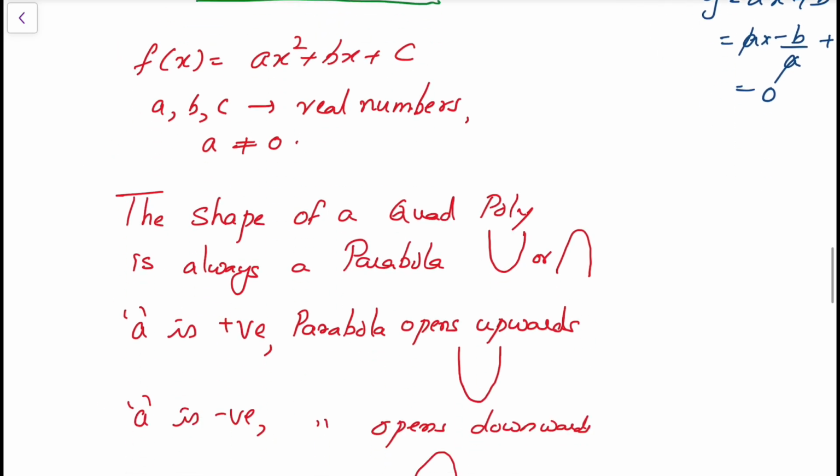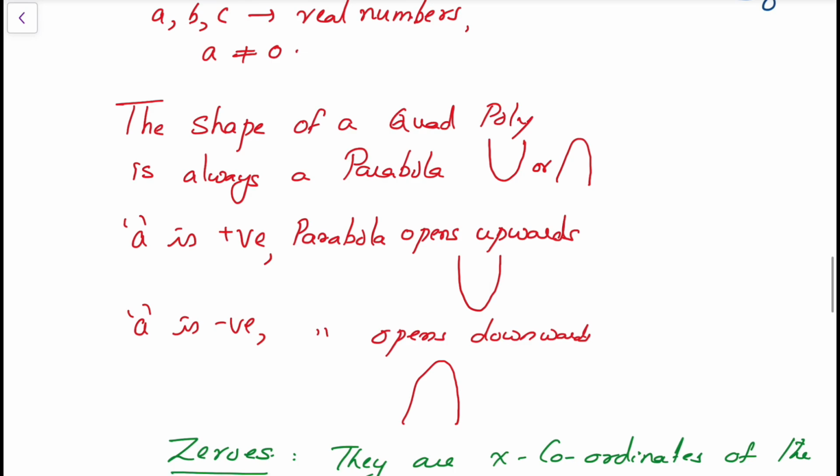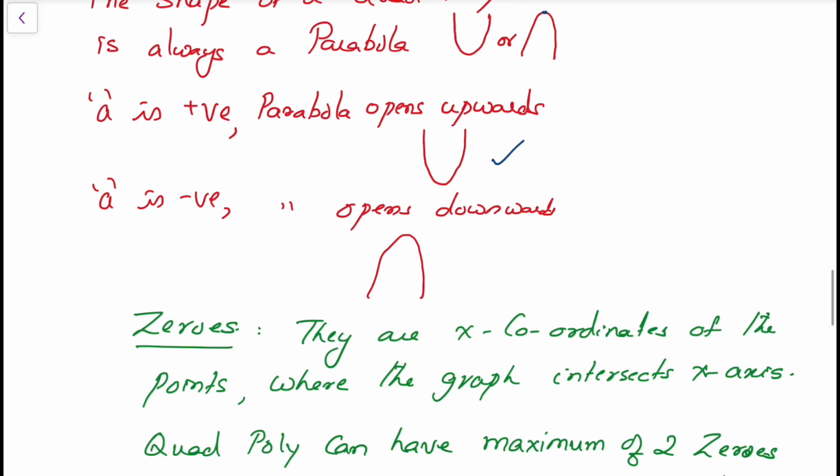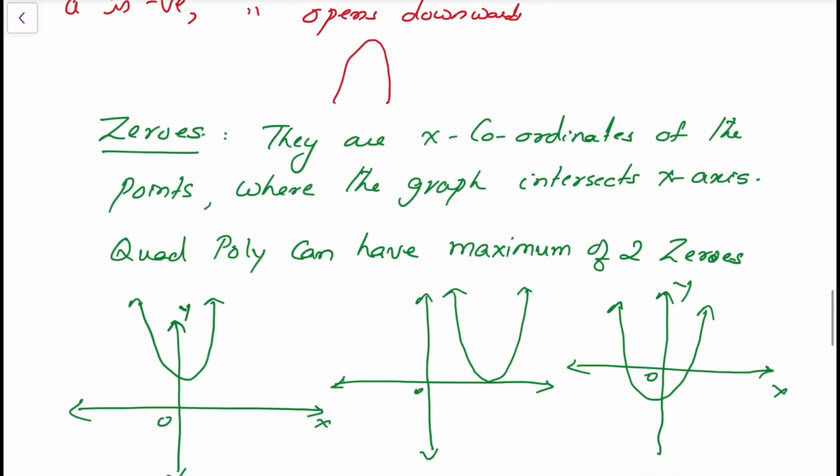The same concept applies for a quadratic polynomial too. The general format is f of x equal to ax squared plus bx plus c. The shape of a quadratic polynomial is always a parabola. This question comes in your exam. Any quadratic polynomial is of degree 2 and is either opening upwards or opening downwards. If a is positive, the parabola opens upwards, and if a is negative, that is the coefficient of x squared is negative, then it opens downwards.